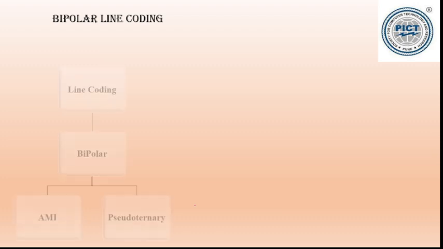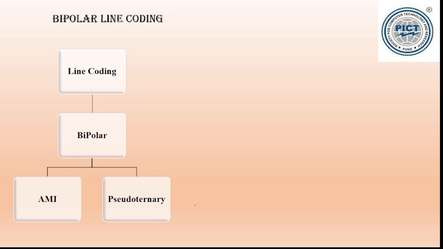Now the bipolar line coding, in that there are two types of line coding, AMI and pseudo ternary. AMI stands for alternate mark inversion, and pseudo ternary is the reverse of AMI.